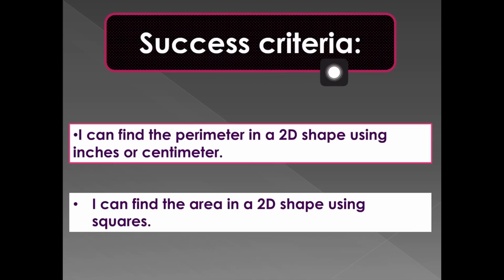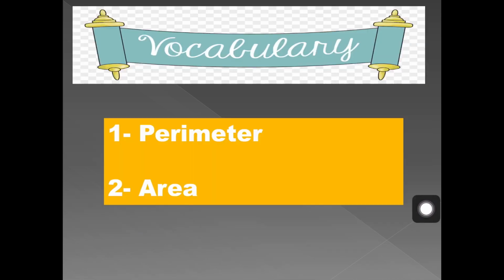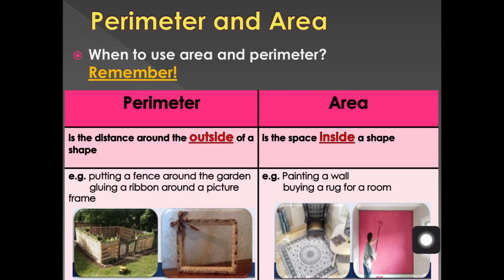Here is our success criteria. Number 1, I can find the perimeter in a 2D shape using inches or centimeters. And number 2, I can find the area in a 2D shape using squares. So we're finding perimeters and areas. Here's the vocabulary, perimeter and area. You should already know these words.